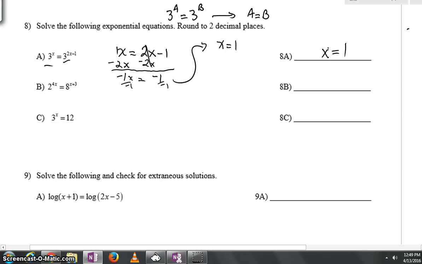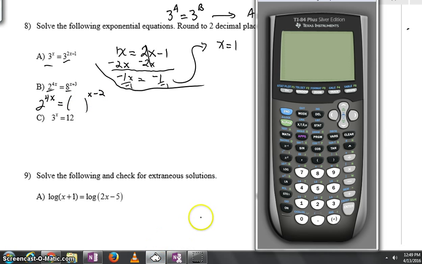When we look at letter B, I'm not able to set my two powers equal. This is a very different setup, and the reason is my bases are not the same. We need to see a 2 on the right side. We have 2 to the 4x. We really need to see 2 raised to a power on this right-hand side. So the question is, is 8 really able to be written as a power of 2?